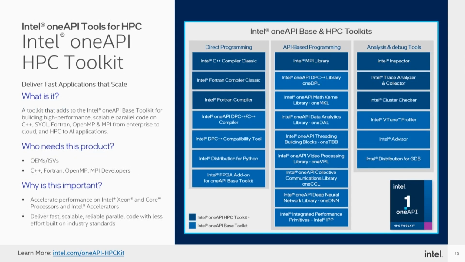Then we have our HPC toolkit. The HPC toolkit is basically meant to install on top of the base toolkit. So if you are doing things like MPI, if you want to use all the classic compilers, that's all part of the HPC toolkit. If you've used tools like Intel ITAC, which basically lets you trace MPI programs, that's part of the HPC toolkit. Cluster Checker, Intel Inspector, that's also part of the HPC toolkit.